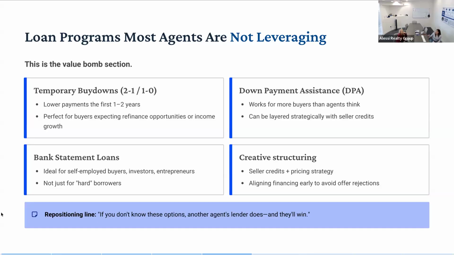So again, depending on the property, depending on the seller's motivation, stuff like that, we could look into doing something like that. We've got a lot of the non-QM programs, which are not your normal conventional, FHA, VA type of loans. We do a lot of investor loans. We do a lot of bank statement loans. The really common one right now is called the DSCR loan. That one is for investors.